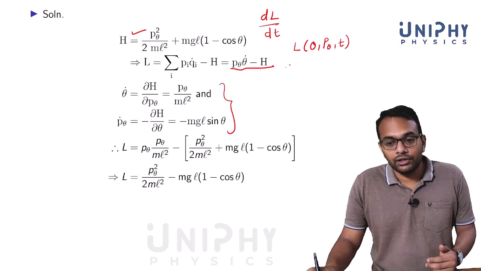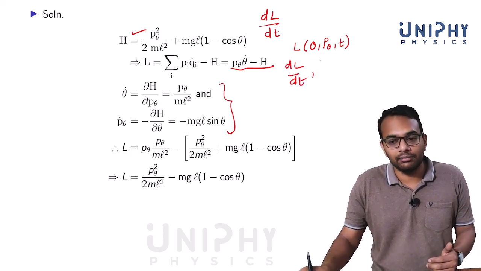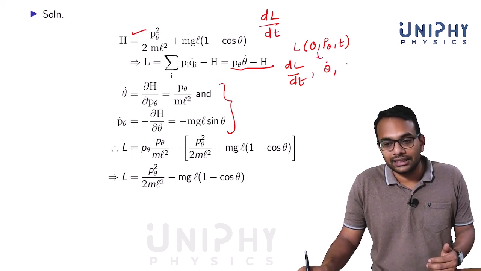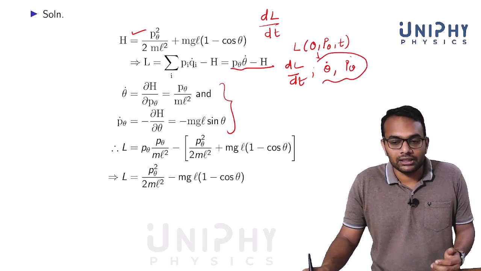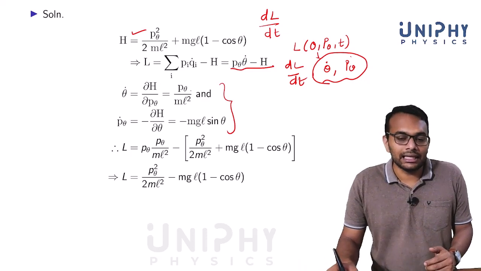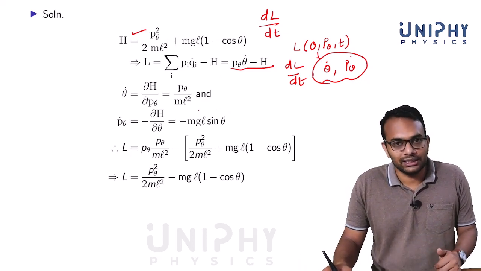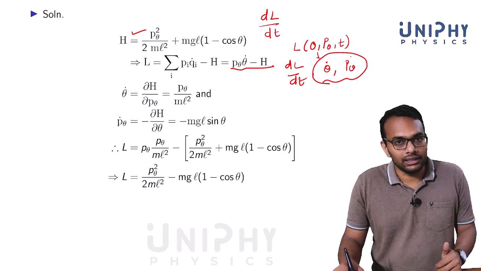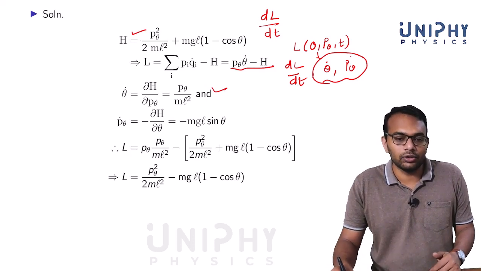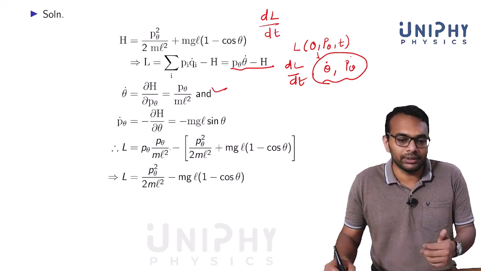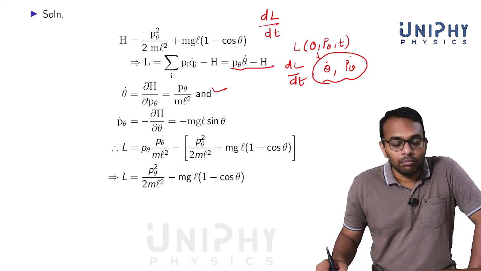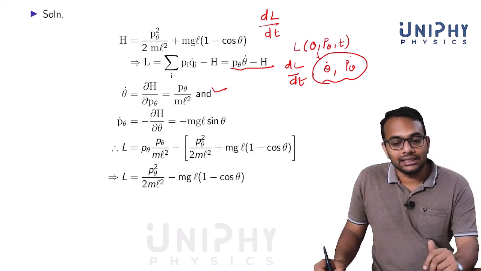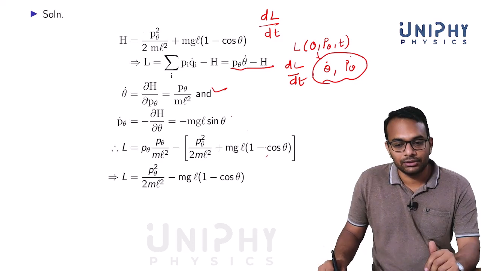When you find dL by dt, you are going to encounter terms theta dot and p theta dot. So, anticipating this, let's already find theta dot and p theta dot. Theta dot using Hamilton's equations is dou H by dou p theta, which is simply p theta divided by ml square. And p theta dot is equal to minus dou H by dou theta, that's minus mgl sin theta. These are just Hamilton's equations and we have got them.